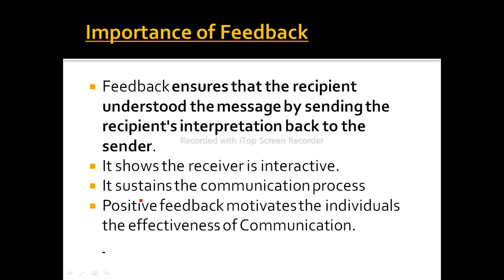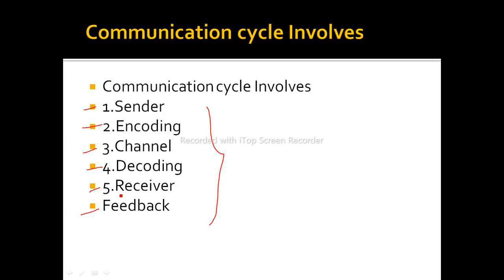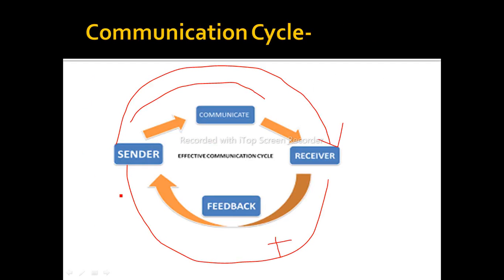To maintain proper communication, we need a sender and we need a receiver. If there is a person who is conveying information and there is a receiver who is not responding, then there is also a barrier of communication. Positive feedback motivates the individual and improves the effectiveness of communication. There are more things in the communication cycle which I will make you understand in coming videos.